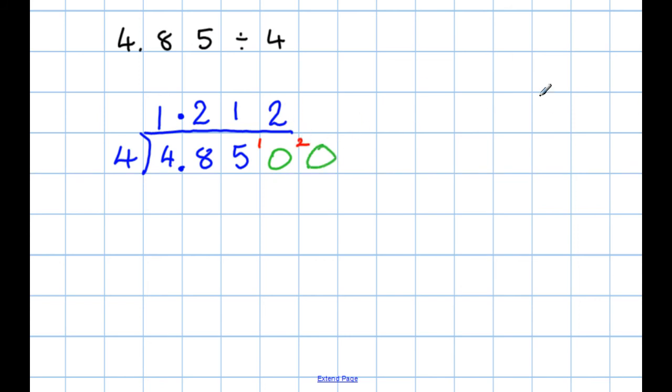Put 2 there. And then let's just make this bus shelter a bit longer. 4s into 20 go 5. So there's our answer. 4.85 divided by 4 is 1.2125.